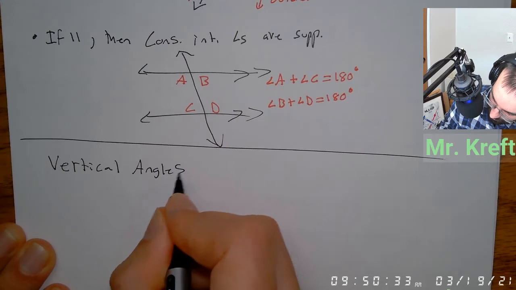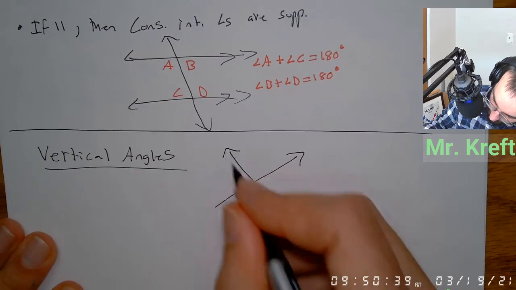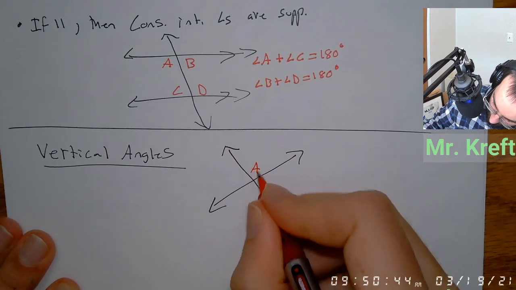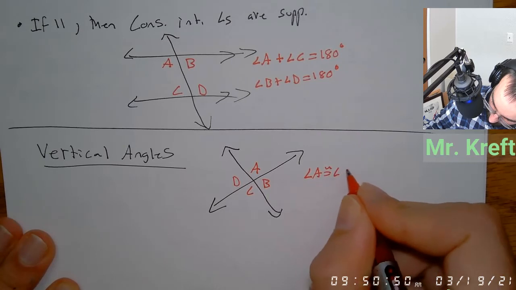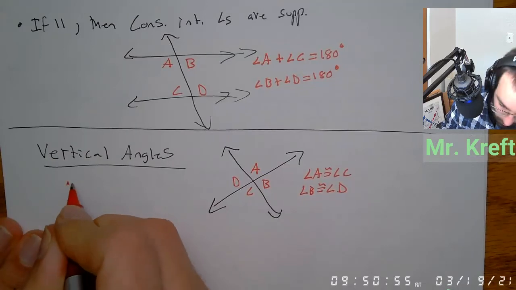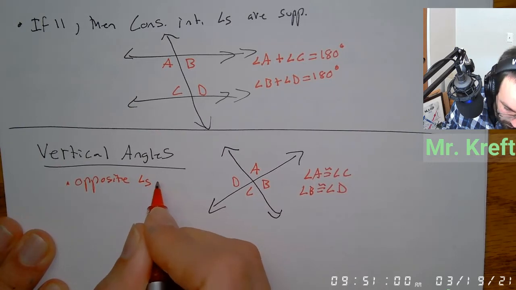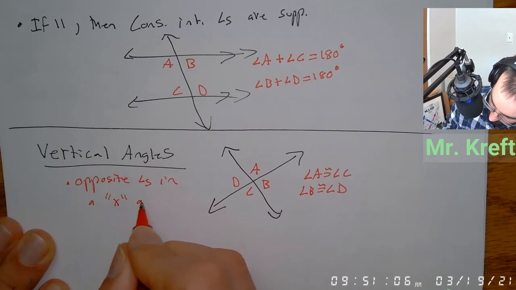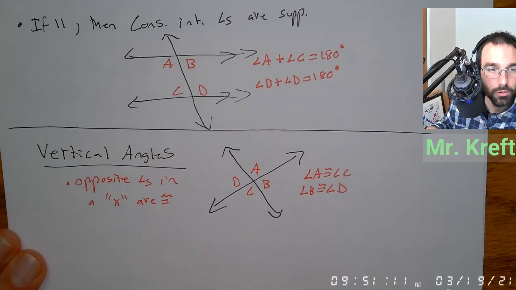Vertical angles. Okay, these are really important. So vertical angles, remember, happen when you see a cross, right? When you see an X. Okay, so if I had A, B, C, and D, that would mean that angle A is congruent to angle C, and angle B is congruent to angle D. So what this is, is opposite angles in, and I'm going to put in quotes, X are congruent. Okay, so opposite angles in an X, right, are congruent.